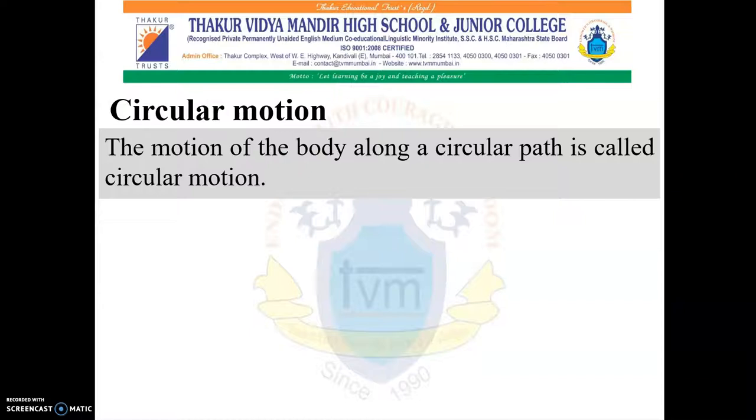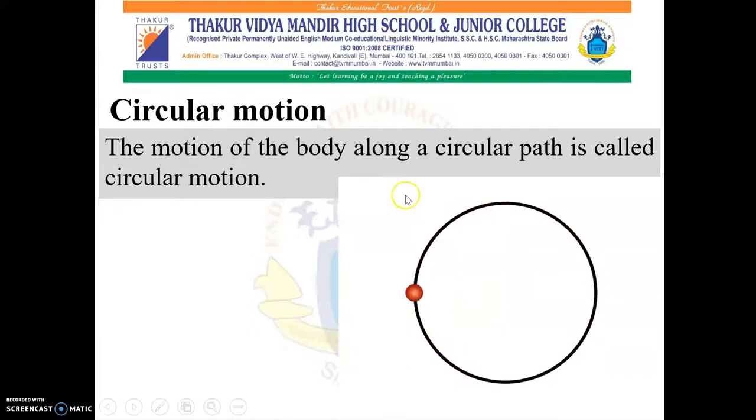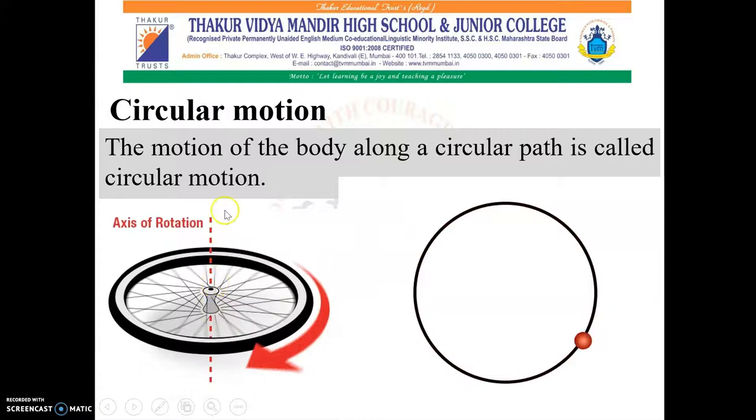Now, circular motion. The motion of the body along a circular path is called circular motion. You can see over here, when a body is moving along a circular path, that type of motion is called circular motion. Through the center point, just imagine one imaginary line that is nothing but the axis of rotation, and alongside, when the motion of the body follows this circular path, then that motion is called circular motion.